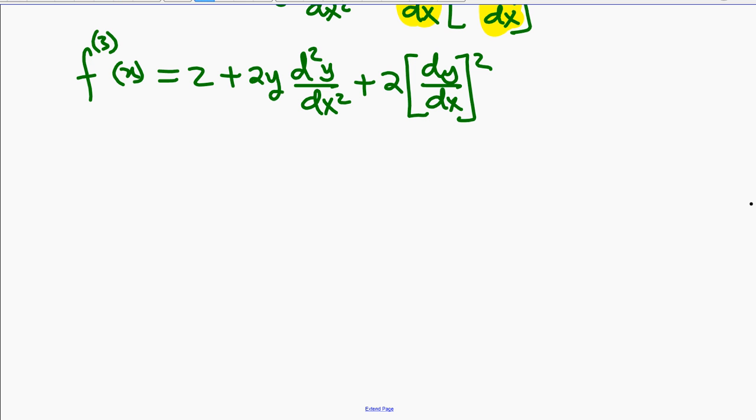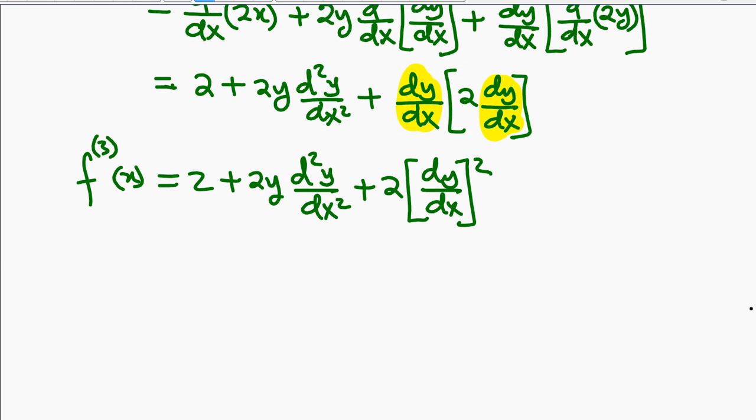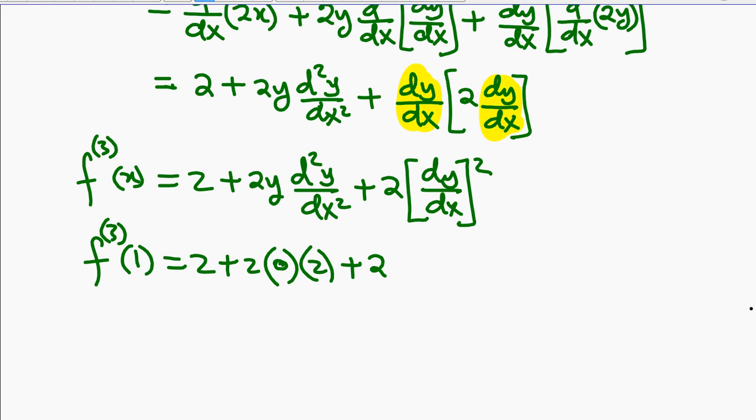So if I want to find the third derivative at x equals 1 and y equals 0, then that will be equal to 2 plus 2 multiplied by y is 0. The second derivative was 2 plus 2. Now the first derivative was 1, and then we square that. Now this will give us 2 plus 2, which is 4. So f3 at 1 is equal to 4.